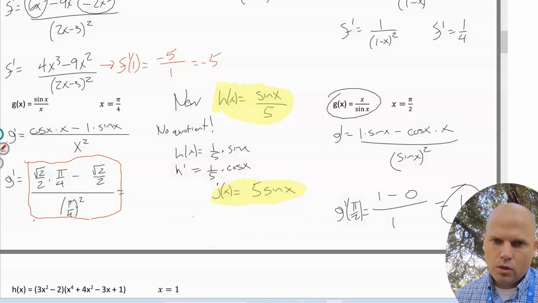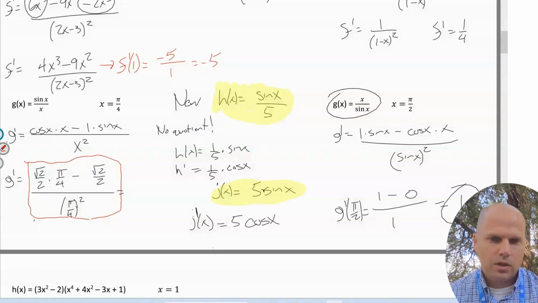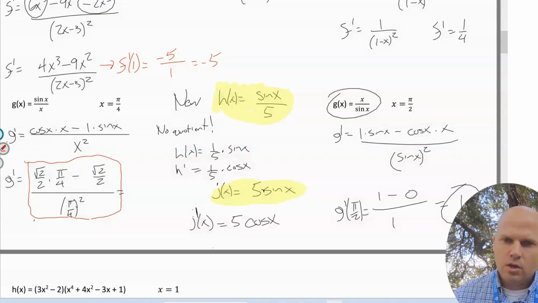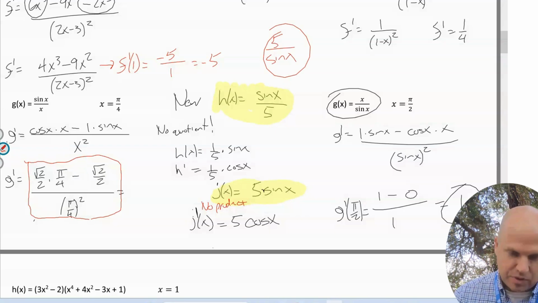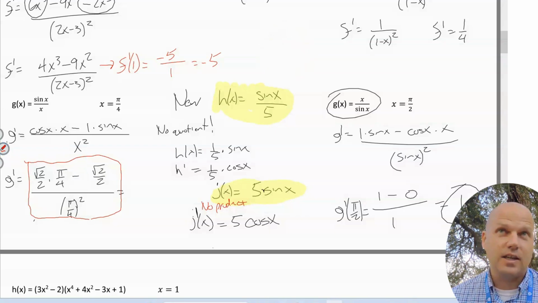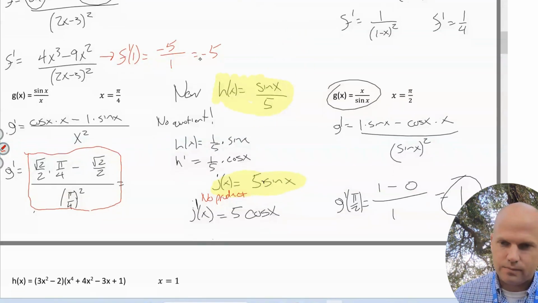Well, you could also just remember that a constant times a function, you could just leave the numbers and find the slopes of the function, and you get the same thing. So you don't have to use a quotient rule or the product rule with numbers. We'll talk about how we would handle 5 over sine x in the last class, the chain rule class, because that's a little bit trickier.